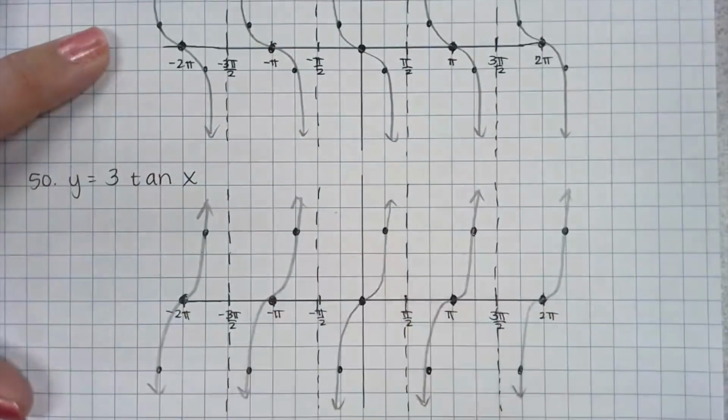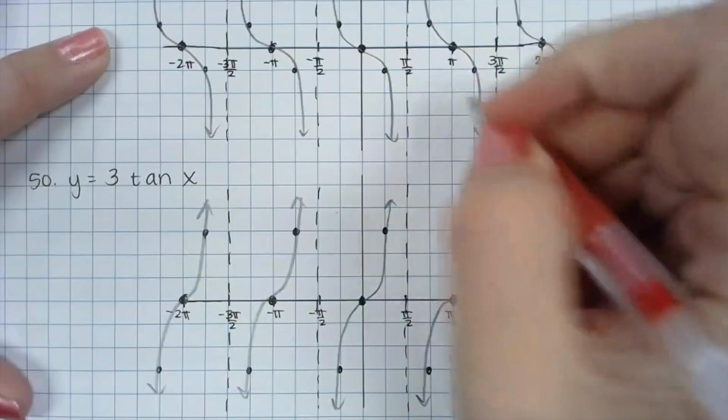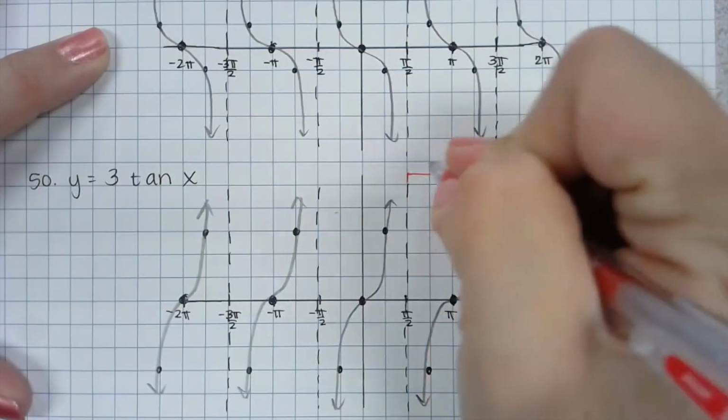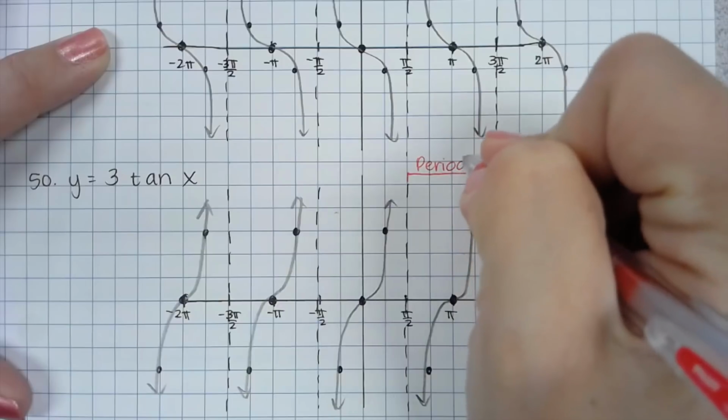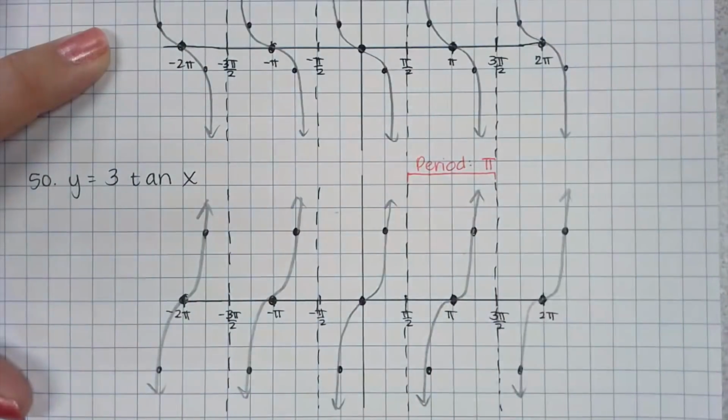Again, we don't say the amplitude on this graph is 3 though, because we don't discuss amplitude with tangent, but we can discuss the period. And because there was no compression horizontally, the period for this graph would also be pi.